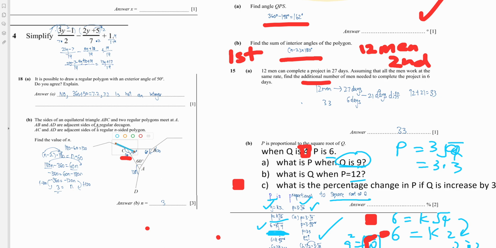And then next, you need to read AB and AD, right? So AB is this, AD, right? It is a regular decagon. You know what's a decagon? How many sides? Deca. 10. Yes, 10 sides. So that means this one is a decagon. So if they tell you it's a decagon, which means 10 sides, can you tell me one of them is how much?